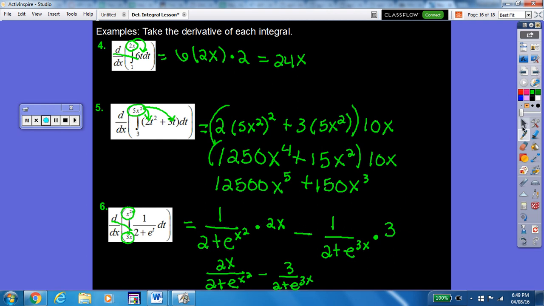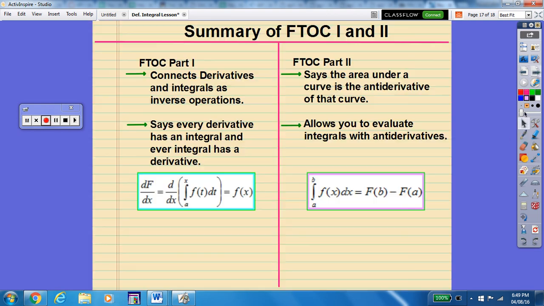Last thing is that I want to just go ahead and summarize what we've learned so far. Fundamental theorem of calculus part 1 and 2. Part 2, we started with that one. It says that the area under the curve is the antiderivative of that curve, and it actually allows you to evaluate integrals with antiderivatives using this. Okay, so when we say FTOC 2, this is what I'm talking about.